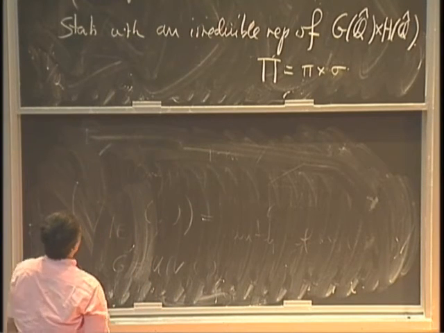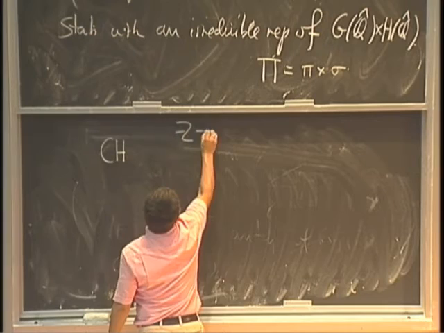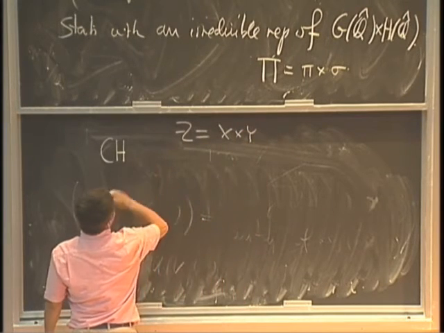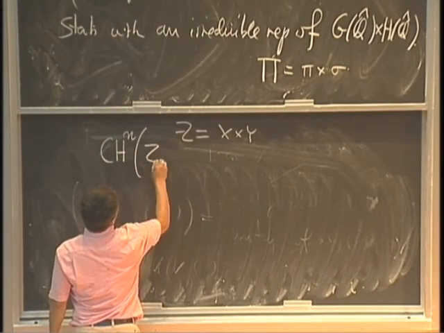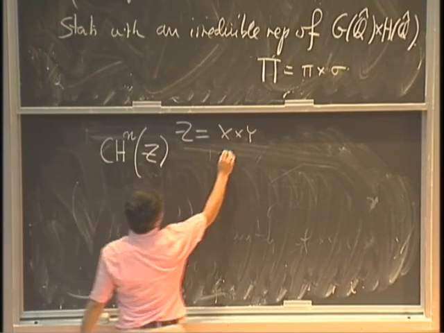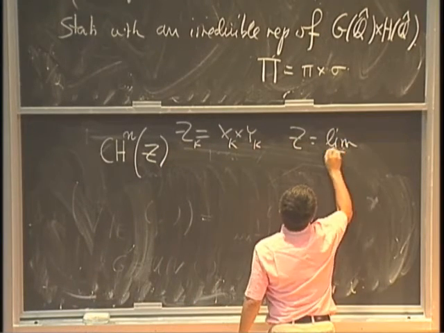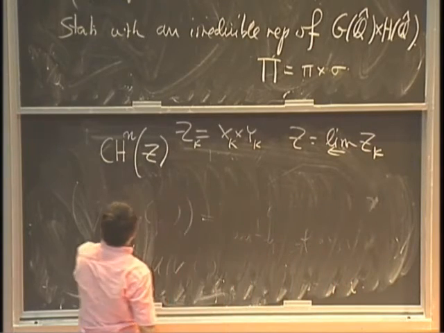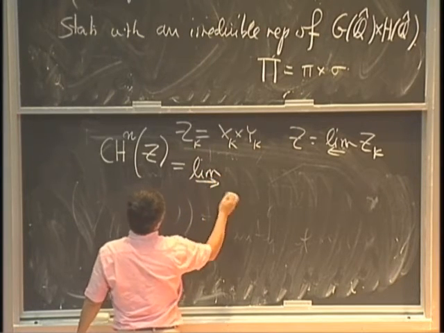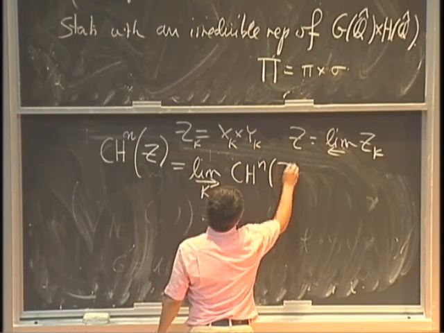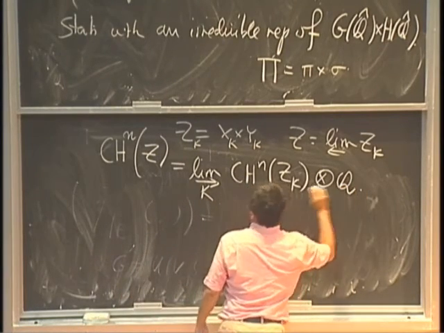So I will consider this CH of the Z. Remember, Z equals X cross Y, of dimension n, and Z has all different levels. So I take all the levels, like Z_k, the projective limit of Z_k, right? I mean, for us, this one is defined to be the direct limit of CH^n of Z_k. Okay, I will only consider the cycle with the Q coefficient. So let's write Q here.